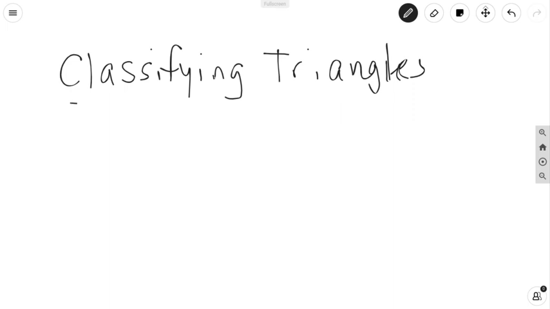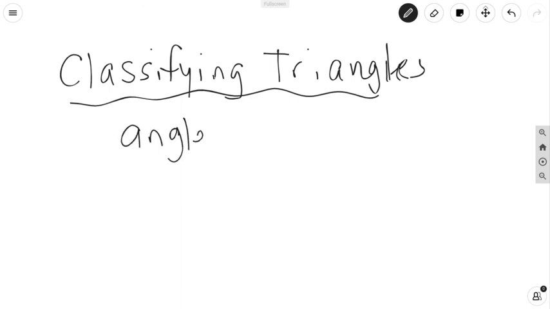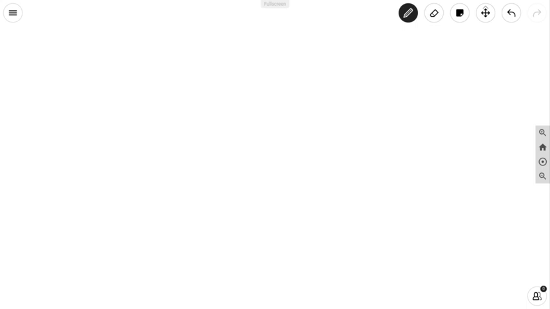We're going to be classifying triangles by their angles and by their sides. Okay, so you can give a triangle two names, the angles and the sides, right? So let's first look at the types of angles, then we'll look at the types of sides, and then we'll put them together.